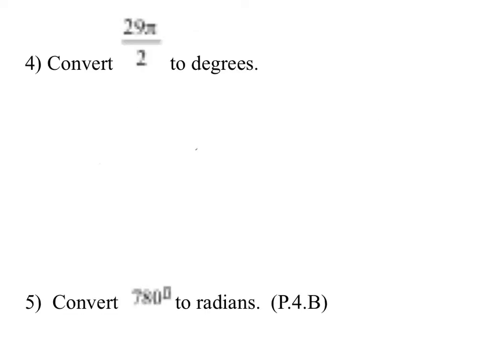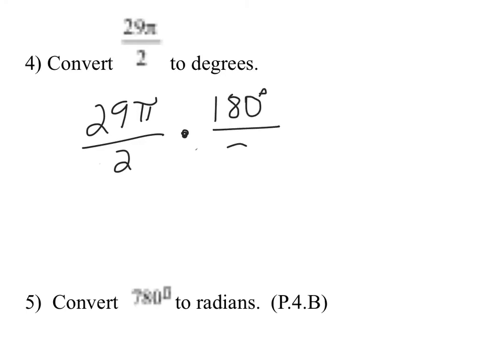All right, for question 4, we're going to convert 29 pi over 2 into degrees. So we're going to multiply by 180 degrees over pi. This is our conversion because 180 degrees equals pi. If I'm converting to degrees, then I'm going to use 180 degrees divided by pi. What happens here is our pi's cancel out, and we simply multiply 29 times 180 and divide by 2.